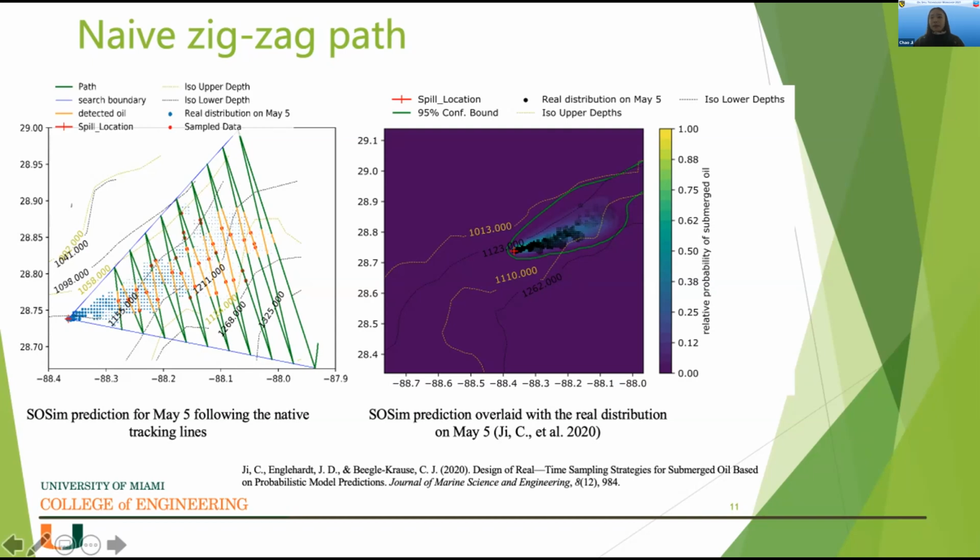Here are sampling results using naive zigzag paths, designed based on empirical considerations of the moving directions of submerged oil. Devices like AUV could travel along the paths to collect water samples. Those red dots are the sample data. And the sample data are input to SOSim for a prediction. Here are SOSim's prediction results overlaid with the real distribution. SOSim's prediction shows a similar moving tendency as the real distribution and achieves like a 90% correct prediction rate.